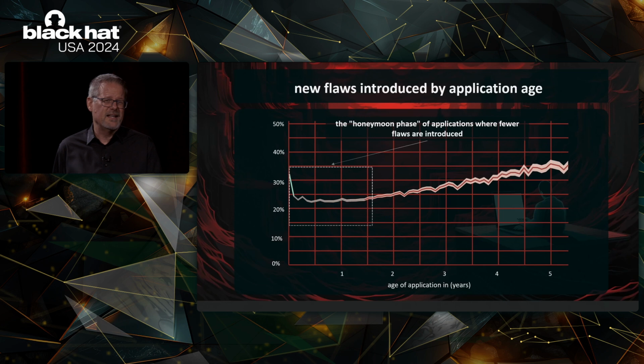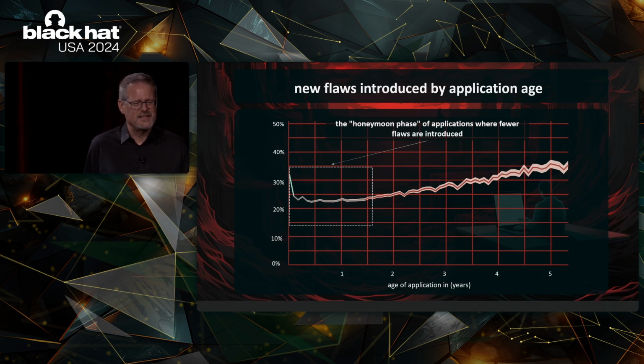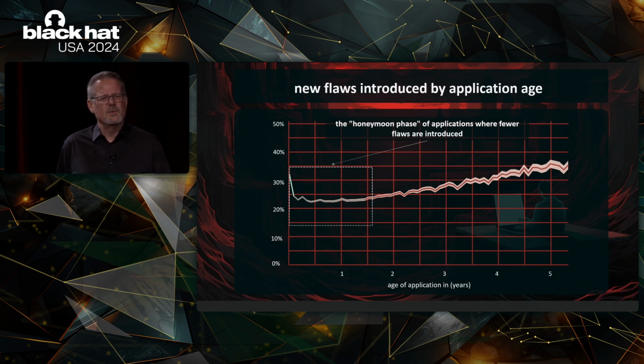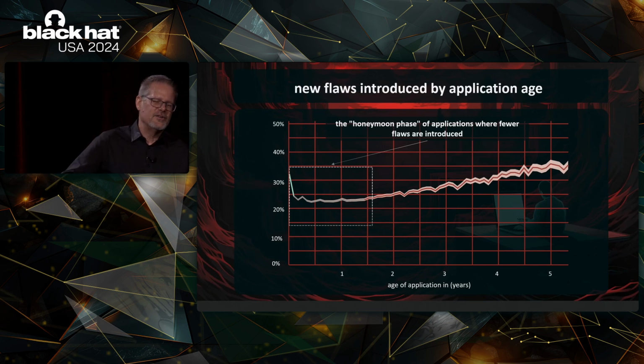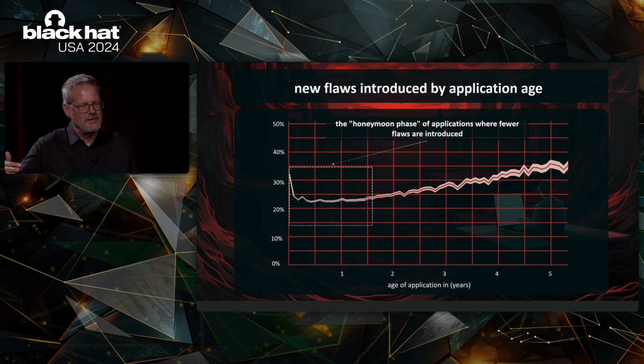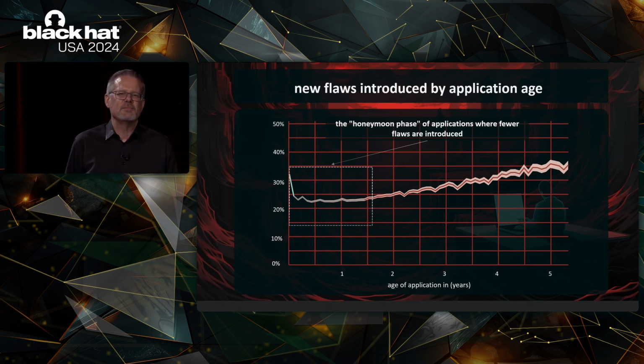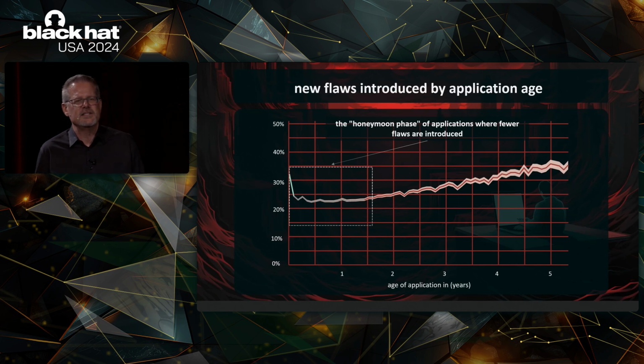In the beginning, around 22% of the time, we see a new vulnerability. But as that software ages, as it gets older, that rate of new flaw introduction goes up. And after 5 years, we're seeing it maybe as high as 37% of the time we're getting a new vulnerability introduced. And I think that's just an interesting thing to understand. Software development teams over time on the same application get worse at writing secure code.